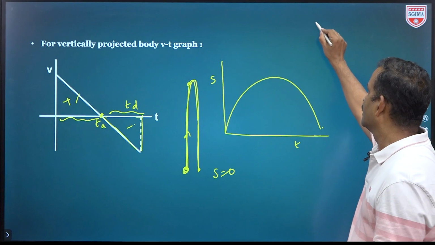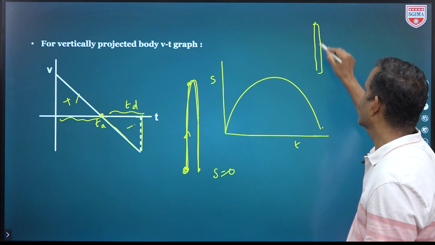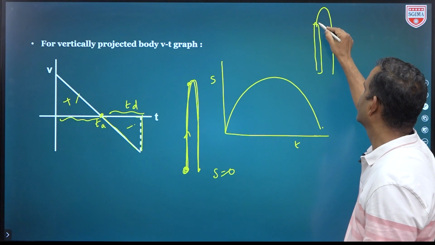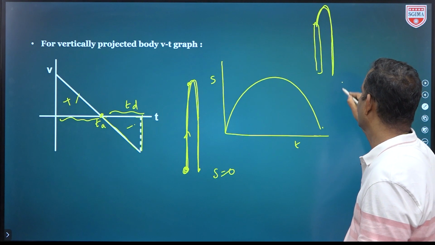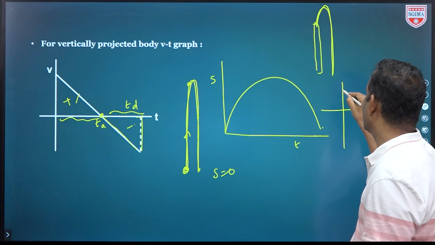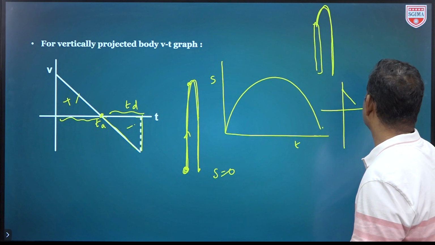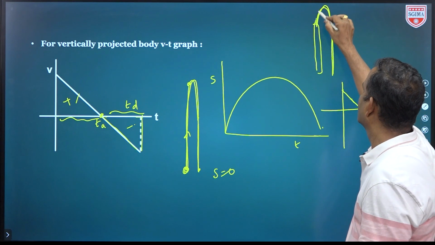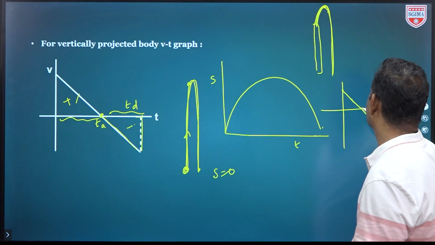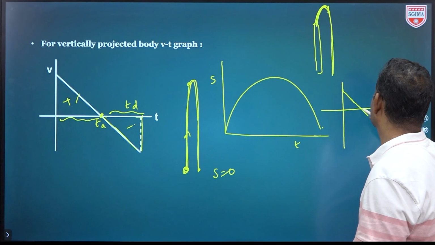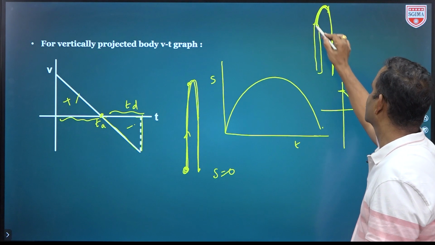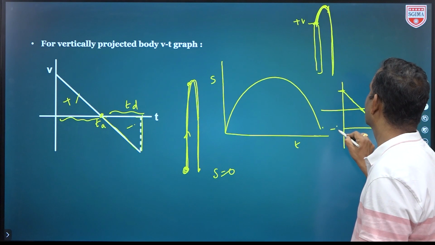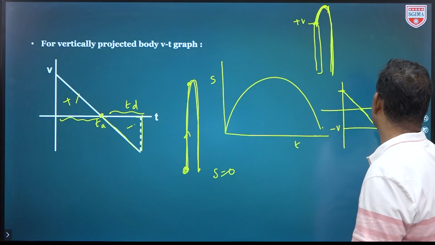But if it is projected from the top of a tower, then it will go upward and downward. Then you will get the graph in this way. Here velocity is 0. Thereafter velocity comes to this one. Suppose it is plus v, and here you will get minus v. Thereafter it moves down.